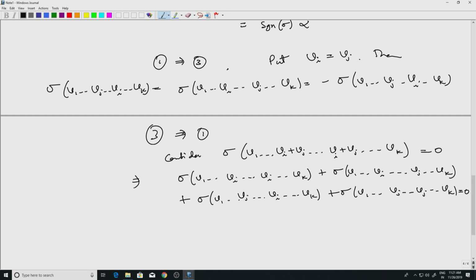And again by hypothesis this is 0 and this is 0 as well. So I am left with 2 terms. One involves Vi first and then Vj second, the other one is Vj and Vi. So these two have to be negatives of each other. So that proves that 1 and 3 are equivalent. And it's easy to see that 3 and 4 are equivalent as well.